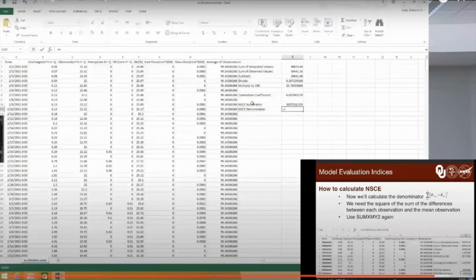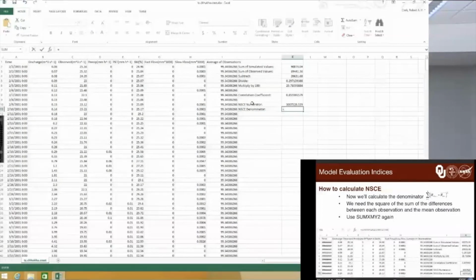The Nash denominator is also the square of the sum of the differences, but this time it's between each observation and the mean observation. And the mean observation is that thing we just created in column I. So let's do it again, equals sum xmy2, open parentheses, and this time your x is going to be your observations, so C2, C700, comma, and we're going to do I2, I700.